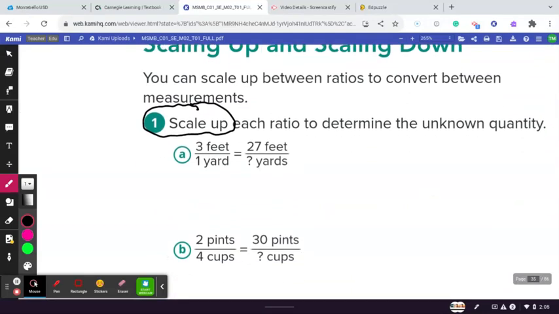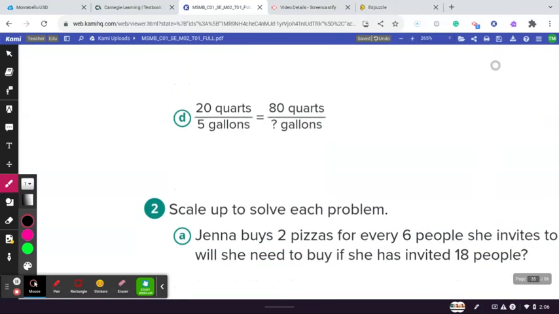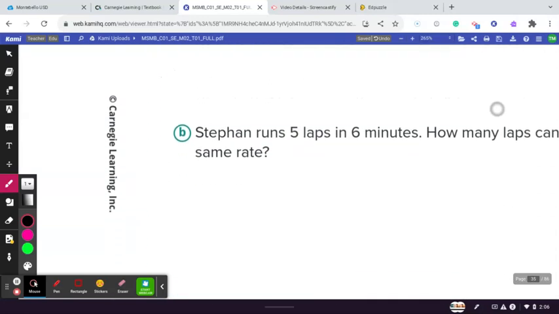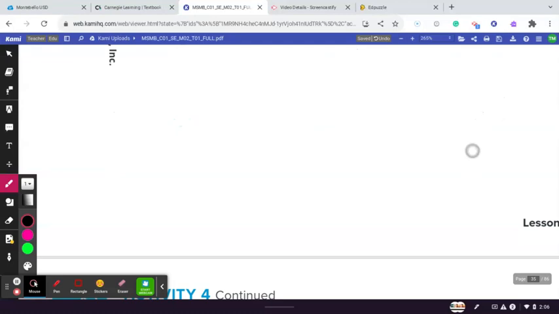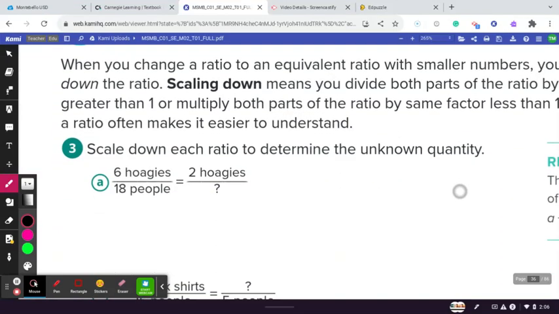So you see here from 3 feet to 27 feet, that's 9 times as much. So if 3 times 9 is 27 up on the top, you would multiply on the bottom times 9, so you would get 9 yards for this new number down here. That's called scaling up. And on the next page, it's going to ask you to do the opposite. It's going to ask you to scale down. So you're going to go the opposite direction.